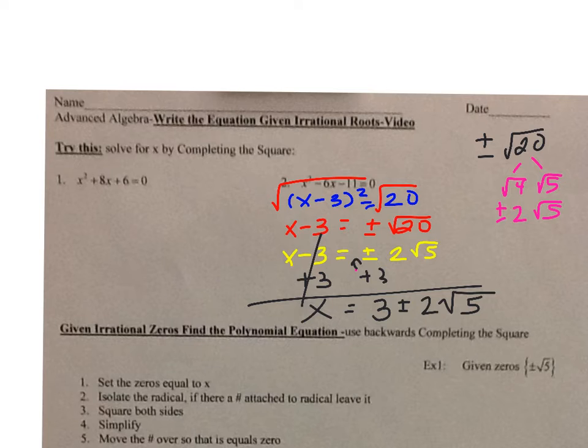All right, so now what we're going to do, notice, in order to get these radical answers, you have to complete the square or use the quadratic formula, but we can't use the quadratic formula backwards, but we can actually complete the square backwards. So that's what we're going to do. When we're given irrational zeros, to come up with the equation, we're going to do complete the square backwards, okay?